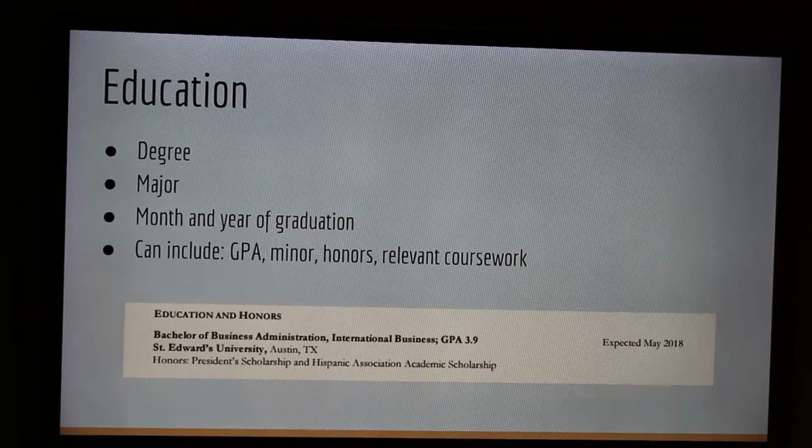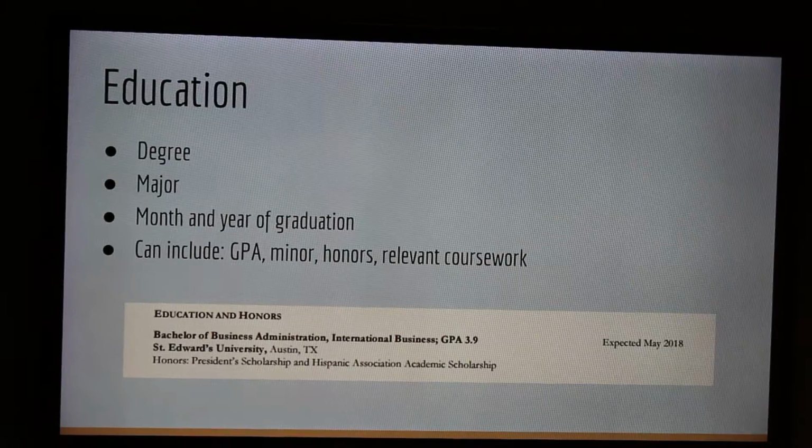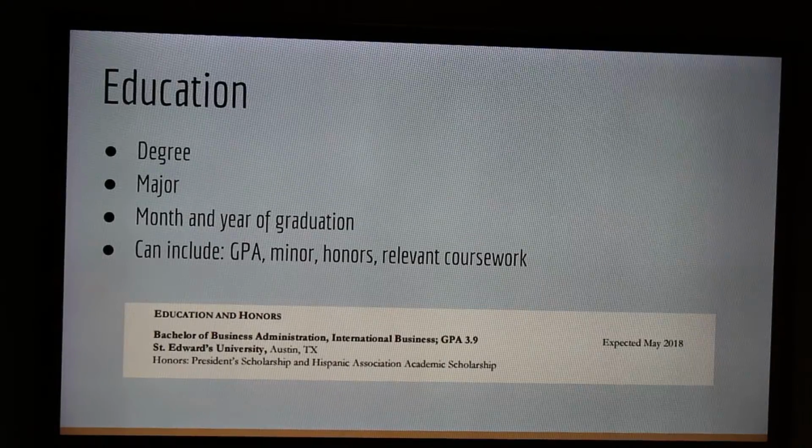Then under that, you're going to include your education. So your degree is more important than where you went to school because that's what you actually know about and what you have to offer the company. So you put your major, your month and year of graduation, and if you haven't graduated yet, then you just put expected and the month and the year that you're supposed to graduate. And you can include your GPA, minors, honors, and relevant coursework, but a lot of times, don't include your GPA unless they ask for it.